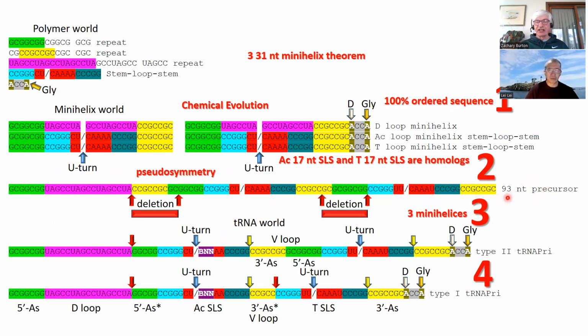And this is a 93 nucleotide precursor to transfer RNAs. This is a molecule that can be processed back into mini helices. So if you take 3 times 31, that's 93. This can be much longer. If you process it here, here, there, and there, you've replicated mini helices.